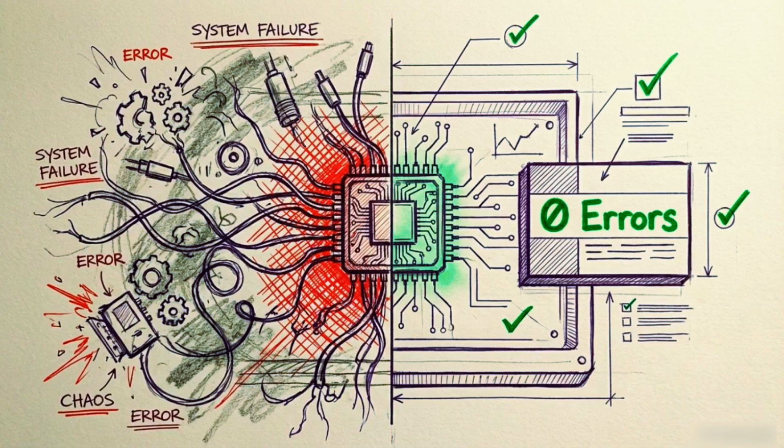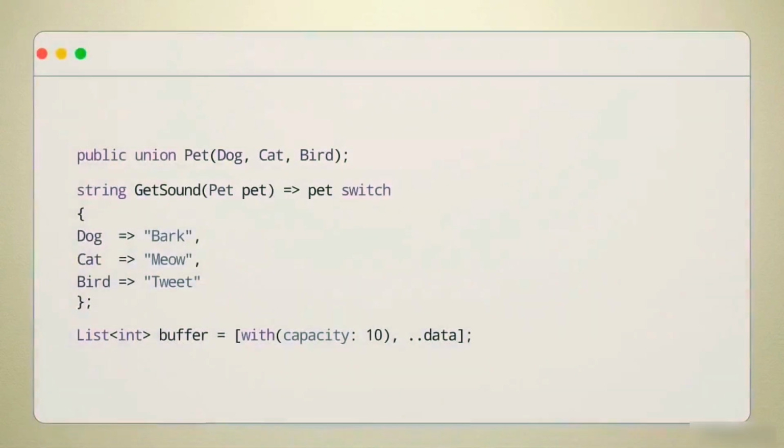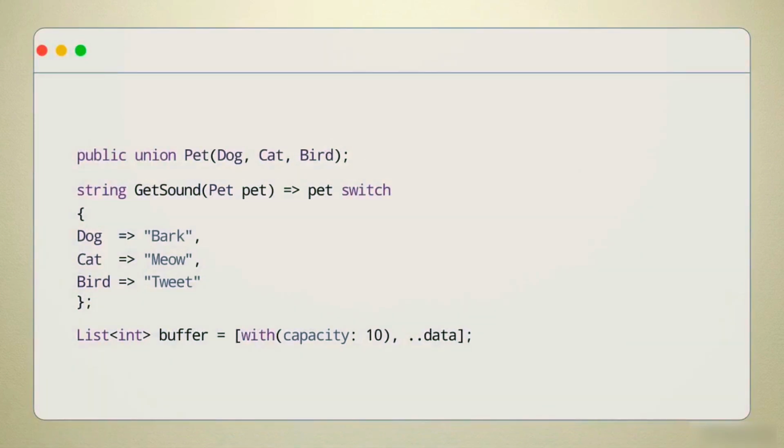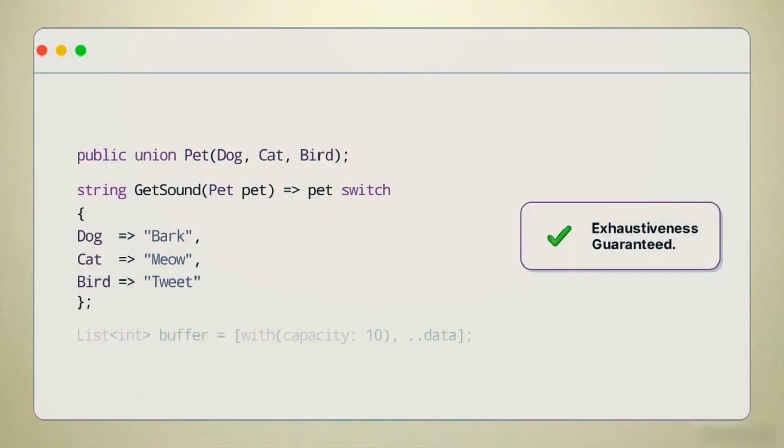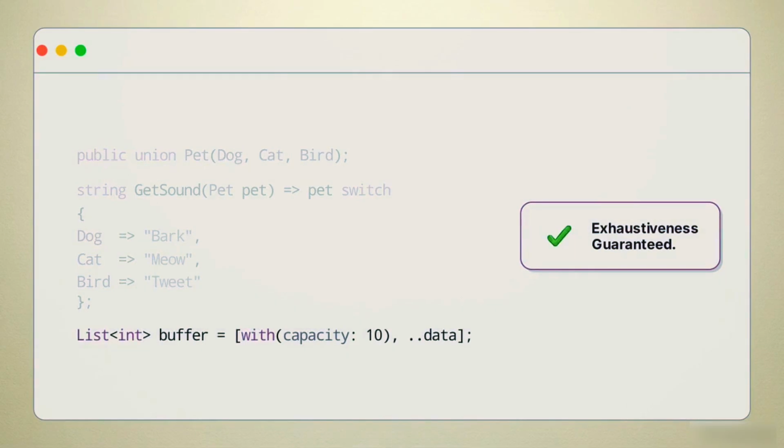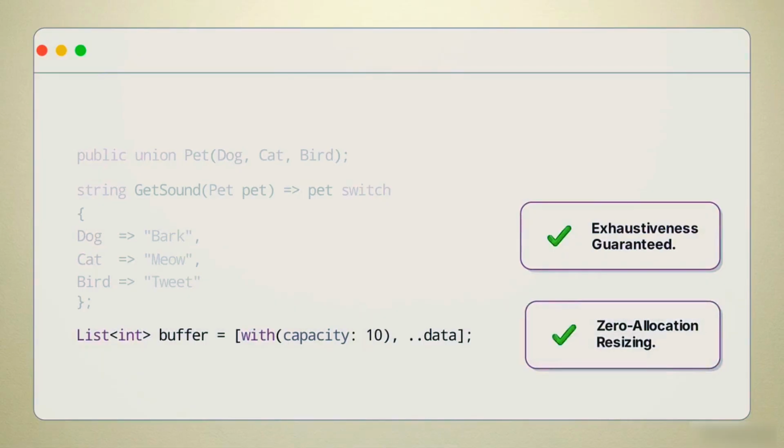Type unions and inline collection arguments represent a broader architectural movement in .NET, moving verification from runtime to compile time. Looking at our C#15 implementation again, we see two distinct advantages. The type union provides logic verification that ensures every possible state is accounted for. The inline constructor arguments provide memory efficiency by eliminating the need for dynamic resizing.